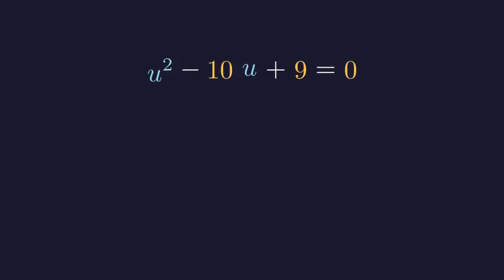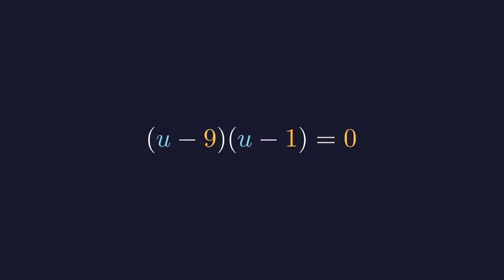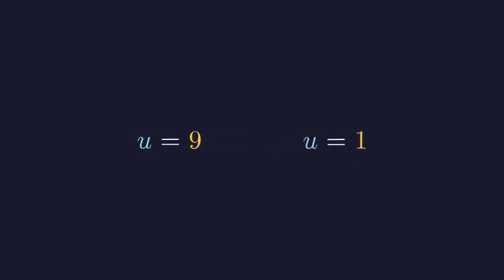We can solve this new equation by factoring. We are looking for two numbers that multiply together to make positive 9 and add together to make negative 10. If you consider the factors of 9, the pair negative 9 and negative 1 works perfectly. So we can rewrite the quadratic as the quantity u minus 9 multiplied by the quantity u minus 1 equals 0. This gives us two simple solutions for our temporary variable, u equals 9 and u equals 1.